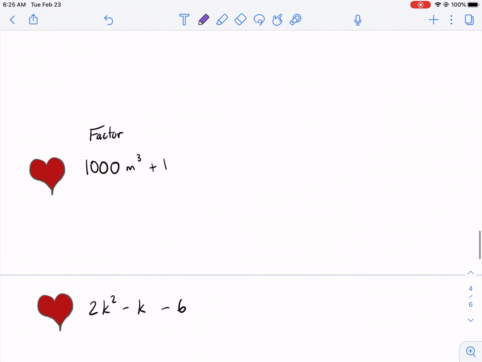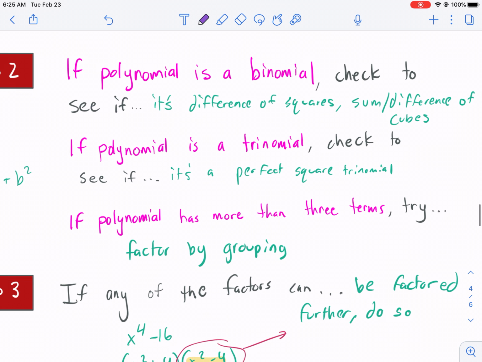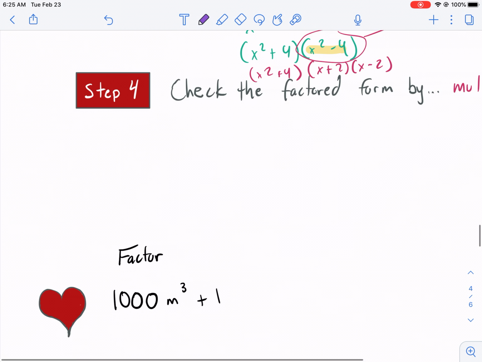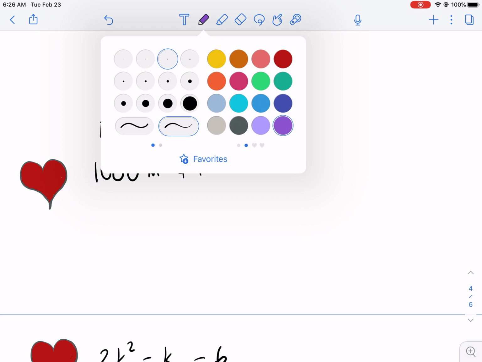So here's our first example: 1000 m cubed plus 1. Okay, so it's two terms. It's a binomial, so I'm going to check to see if it's difference of squares or sum or difference of cubes. Okay, this one is a cube, so I'm looking here, maybe 1000 is a perfect cube. It is. Maybe 1 is a perfect cube. It is. So I know this is going to be a sum of cubes.